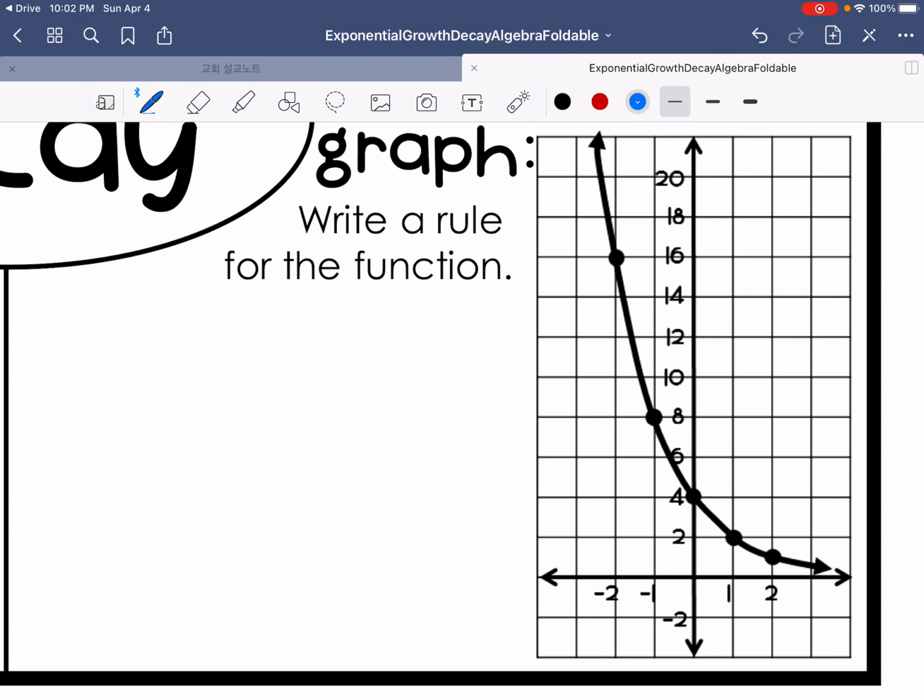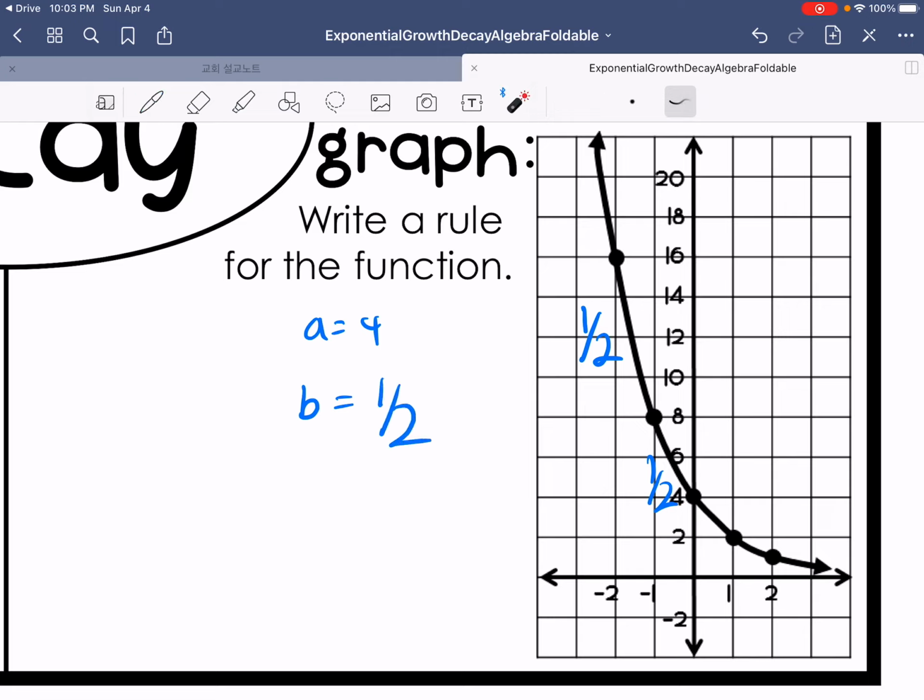Last, let's look at this graph. As you can see, this graph is decreasing, right? So our initial value is always the y-intercept, where x is equal to 0. So a is going to be 4. So let's look at b. 16 changed to 8. 8 changed to 4, right? And 4 changed to 2. Yeah, this 2. And this 2 changed to 1 here. So as you can see, it's decreased by 1/2, isn't it?